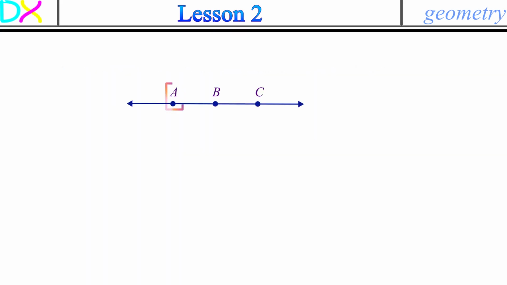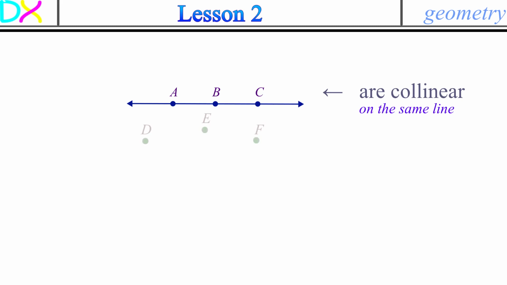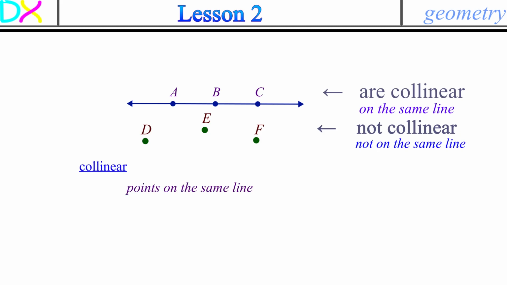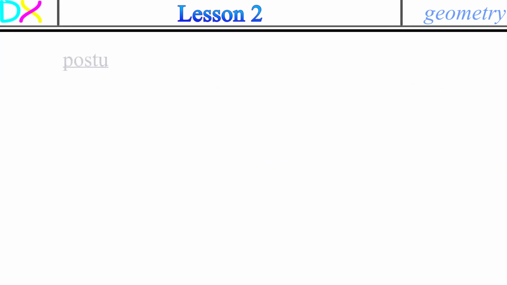These points A, B, C are collinear. That is to mean they are on the same line. These points D, E, F are not collinear because no single line can be drawn through them. So, collinear is defined as points on the same line. We use this notation to show collinearity. This means points A, B, C are collinear and point B is between points A and C.